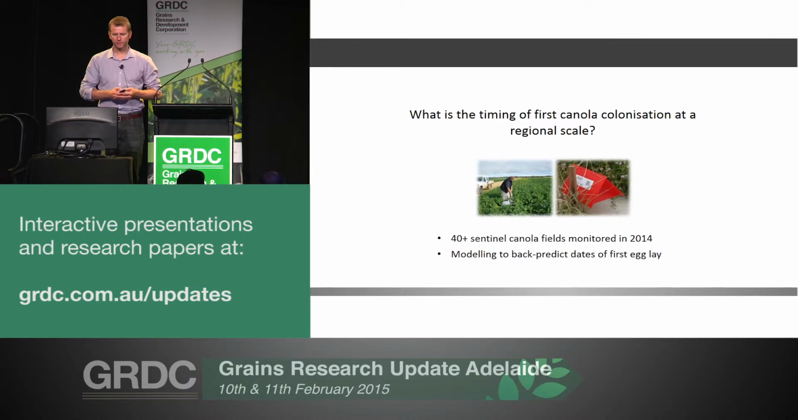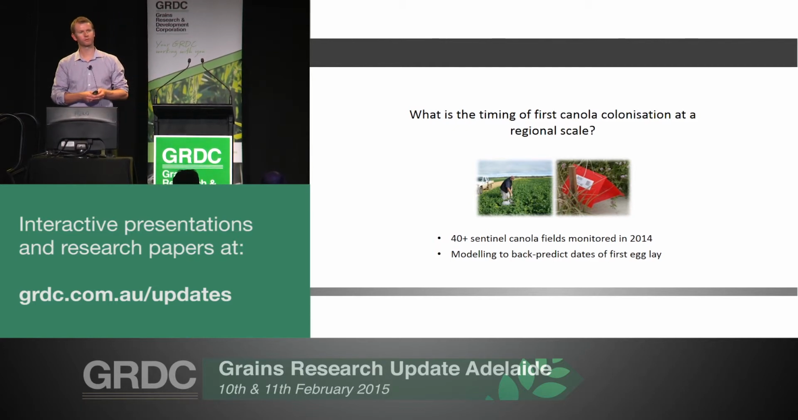And the second piece of data, in working out where DBM are originating, I wanted to know when they're first arriving in canola crops. So 40 agronomists from South Australia each adopted 1 sentinel canola field, or in some cases 2, and monitored those fields frequently from planting until first infested with diamondback moth. And then I used development models to back predict when the eggs were first laid in each crop.